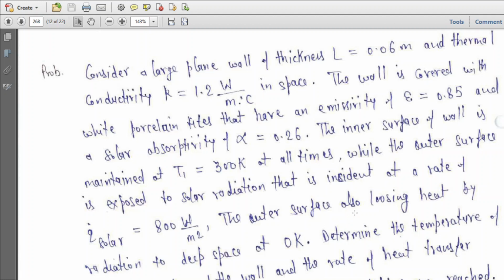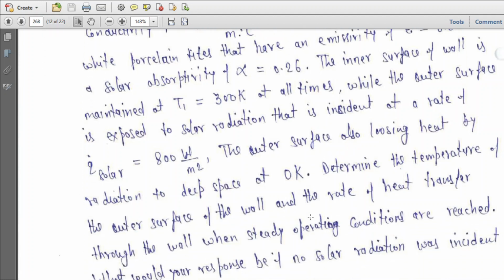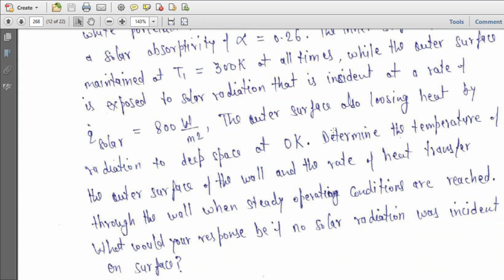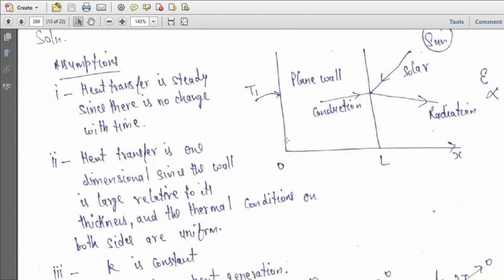The outer surface is also losing heat by radiation to deep space at 0 Kelvin. Determine the temperature of the outer surface of the wall and the rate of heat transfer through the wall when steady operating conditions are reached. What would your response be if no solar radiation was incident on the surface?